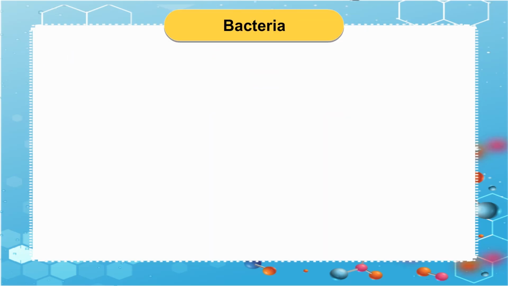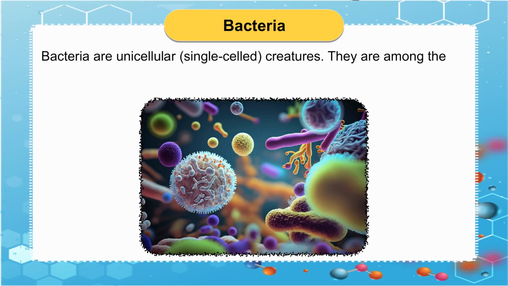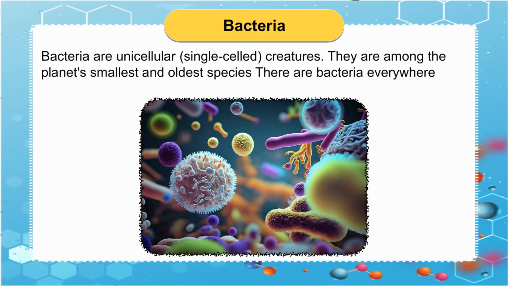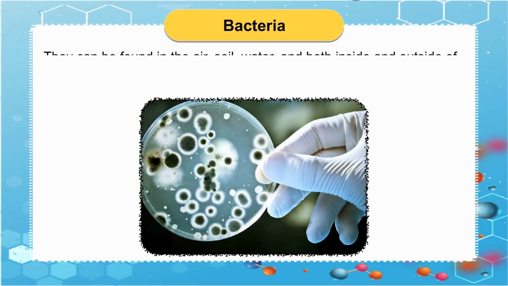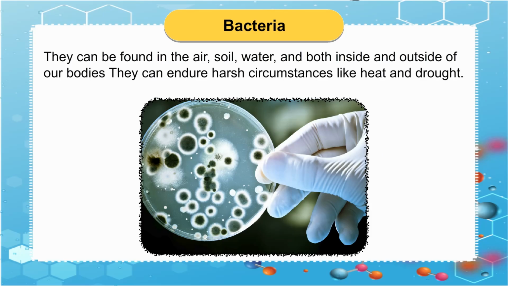Bacteria. Bacteria are unicellular, single-celled creatures. They are among the planet's smallest and oldest species. There are bacteria everywhere. They can be found in the air, soil, water, and both inside and outside of our bodies. They can endure harsh circumstances like heat and drought.